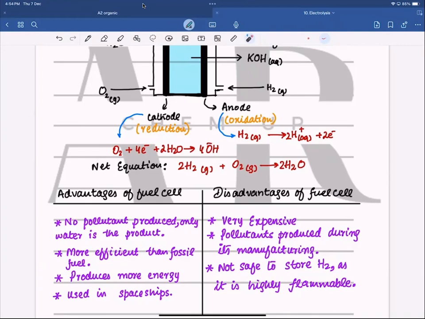Sir, this anode, how do the hydrogen ions go into the solution, is space provided there? These electrodes are porous basically. There are very small pores over there. That's how it goes into the solution. Then after this, the advantages and disadvantages. Very carefully.